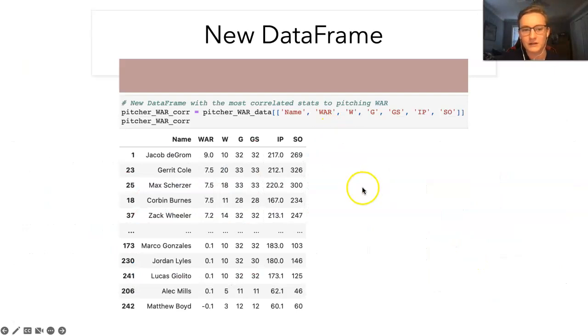So I created a new data frame with these given metrics that I collected: wins, games started, innings pitched, and strikeouts. It should be the same data frame, but just those as well as the names. I thought that would be good to include still.